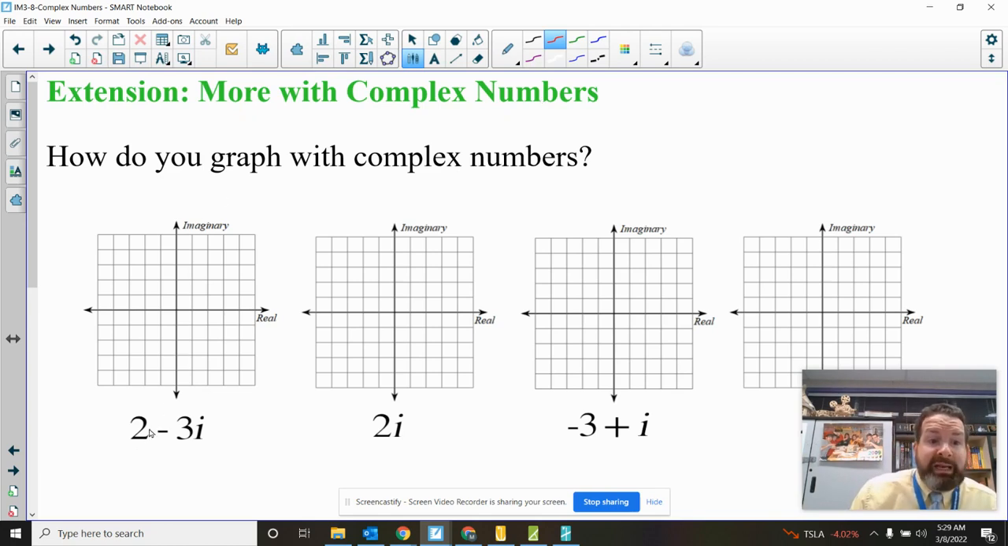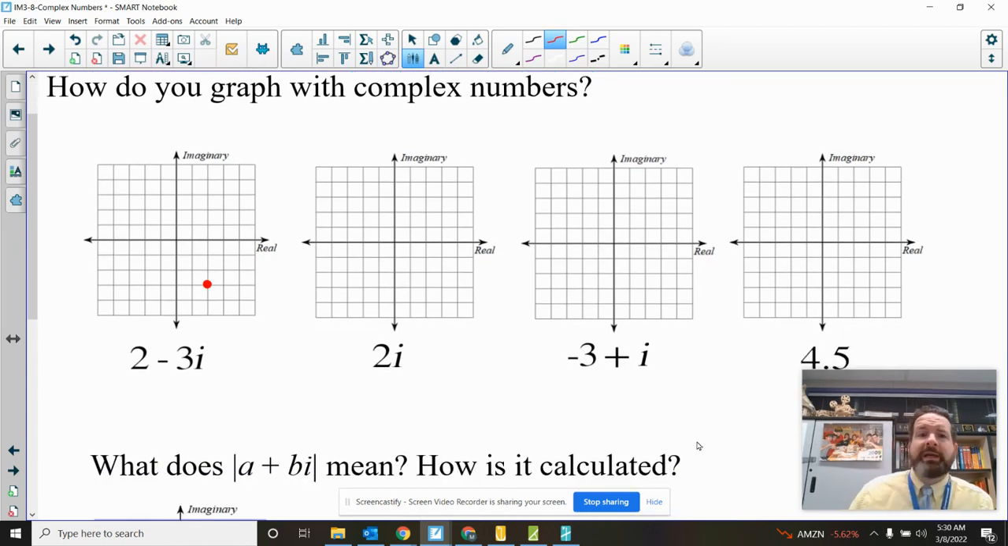So to graph something like 2 minus 3i, you start in the center at 0, 0. Your real part is 2, so you go over 2. Your imaginary part is minus 3i, so you go down 3. This point is the complex number 2 minus 3i.